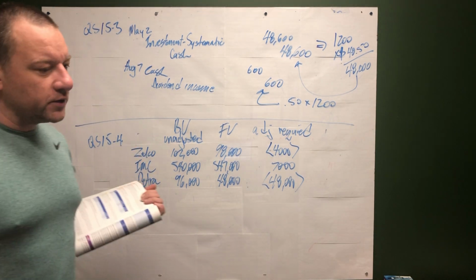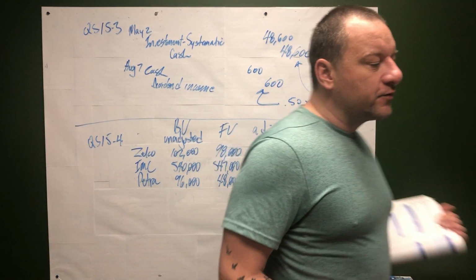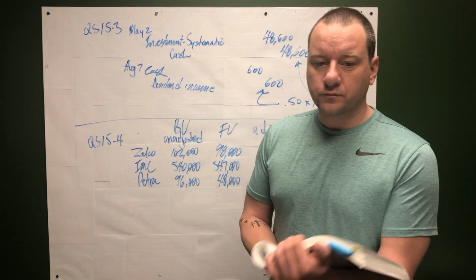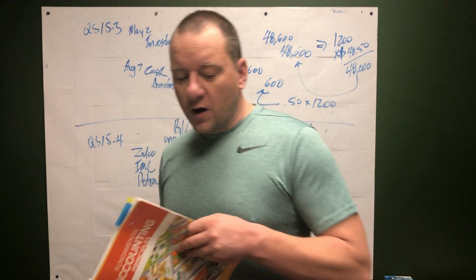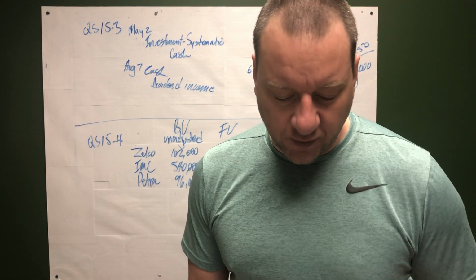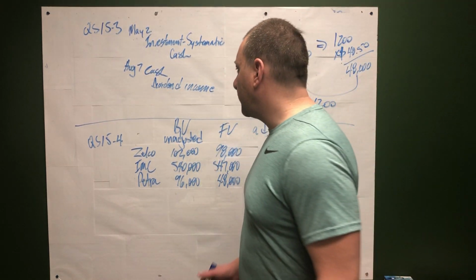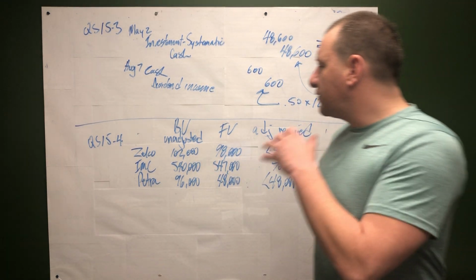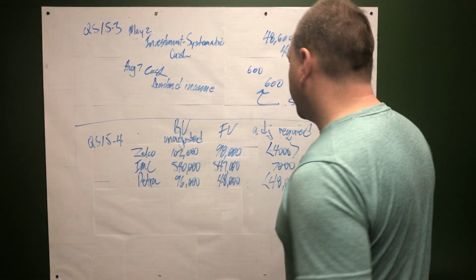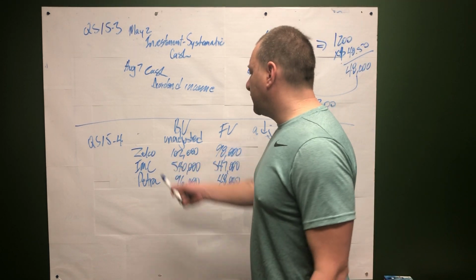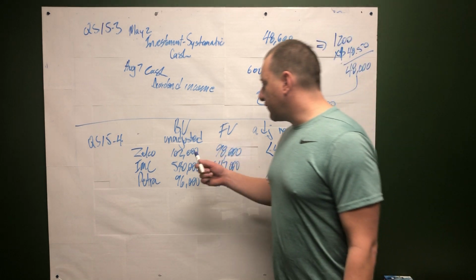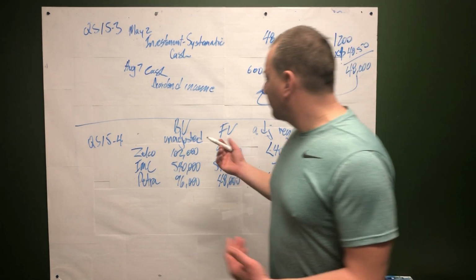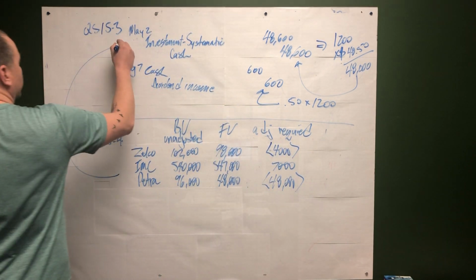Usually we also have to do a fair value adjustment at the end of the year. There is not one related to QS 15.3, so that solves QS 15.3. Let's go to 15.4. Let's just say we buy all these shares: Zelco shares, IMC shares, and Petra shares. We bought them for $102,540.96. That's the equivalent of what this journal entry would have looked like.